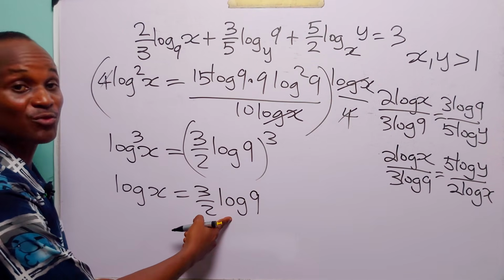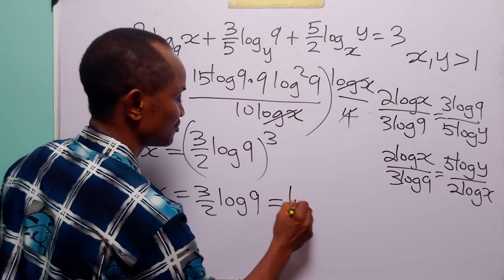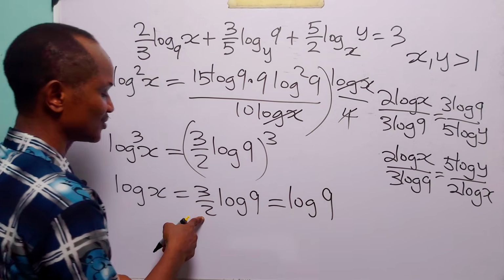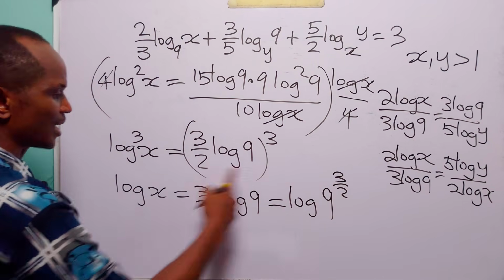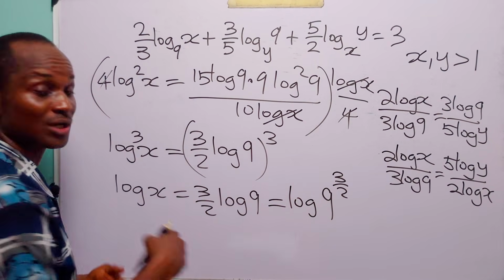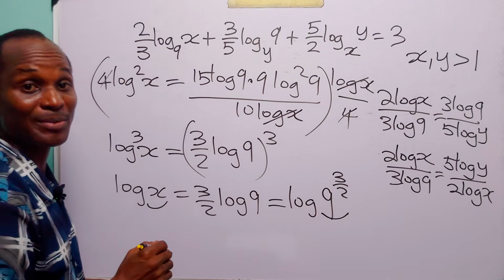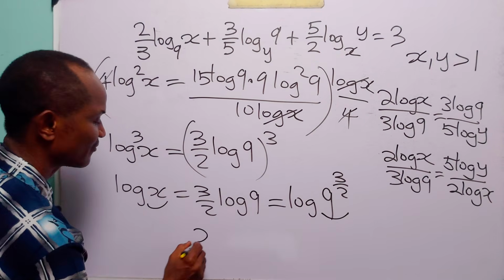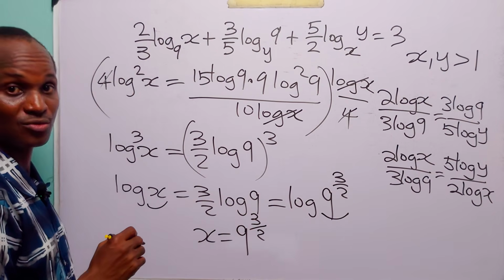But of course, you know that if we apply the power rule of logarithms to this right hand side, this is going to be log 9 to the power 3 over 2. Now, when you compare both sides of this equation, it is very easy to see that x is equal to 9 to the power 3 over 2. So we have that x is equal to 9 to the power 3 over 2.